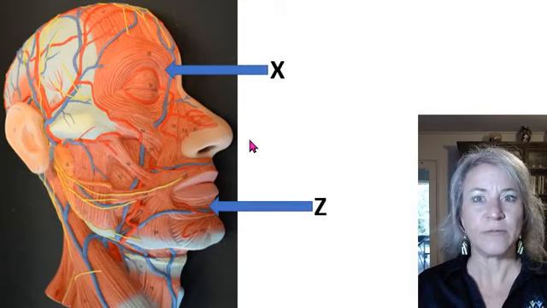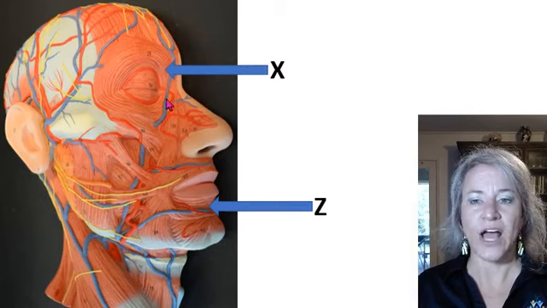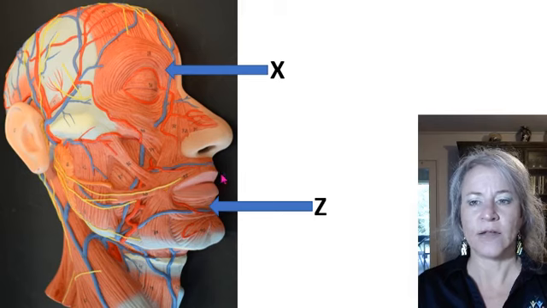Okay, let's see if you remember them. What was the name of the muscle around your eye? And what is the name of this muscle right here around your mouth?